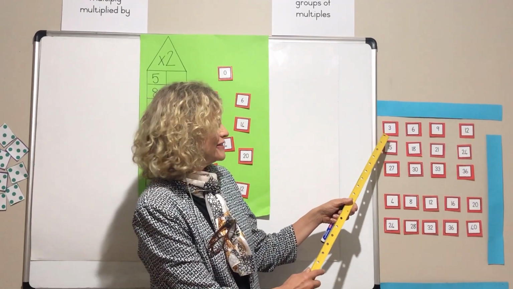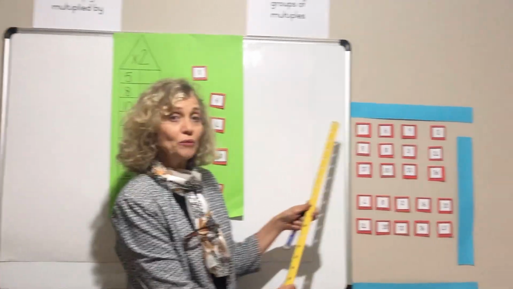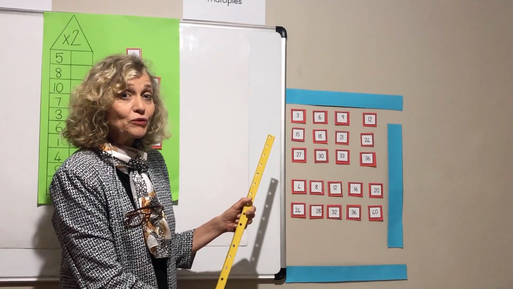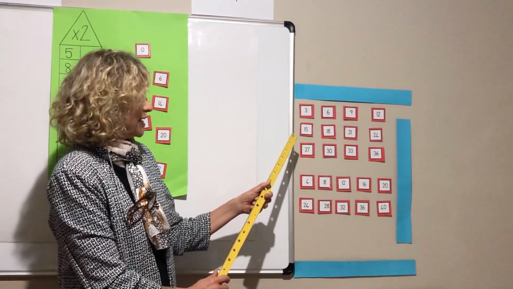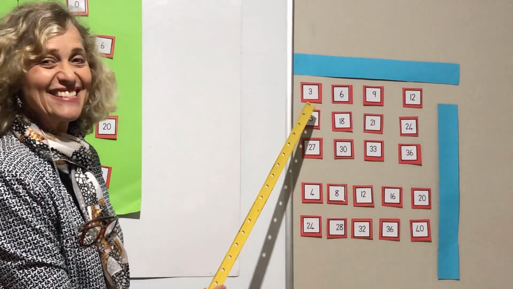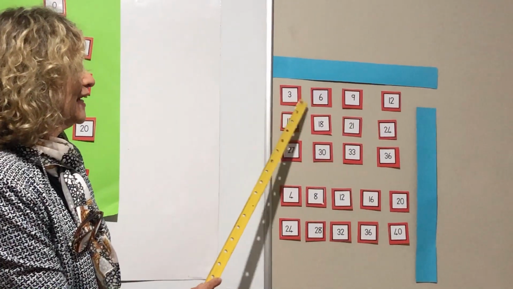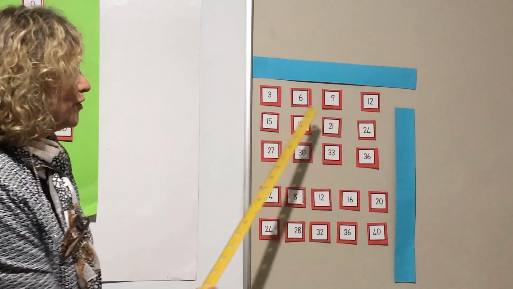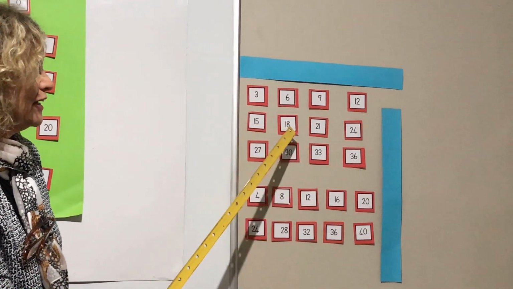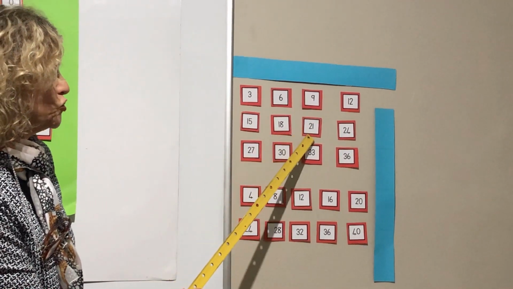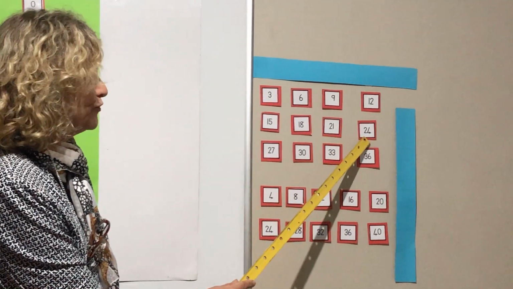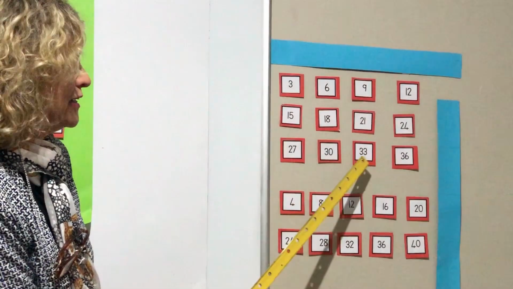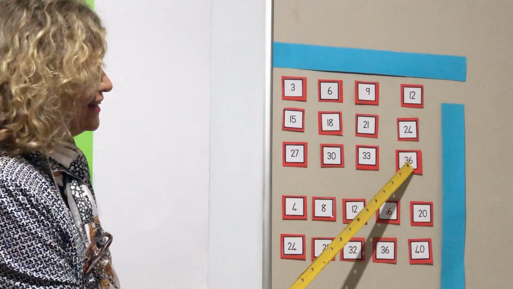Let's practice counting. When we count in 3s, we say +3 because we are putting groups of 3 together. So are you ready? Steady, start. 3, 6, 9, 12, 15, 18, 21, 24, 27, 30, 33, 36.